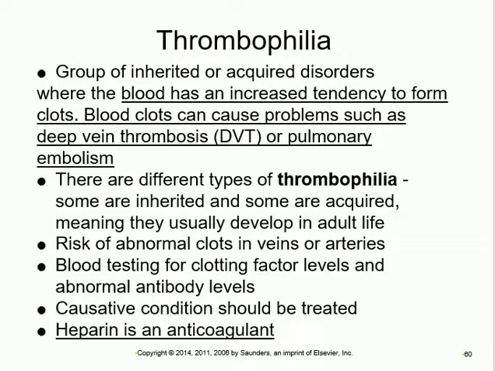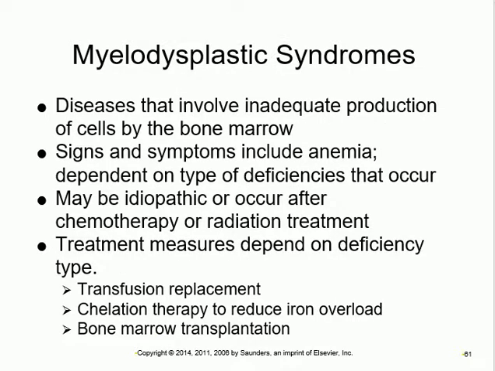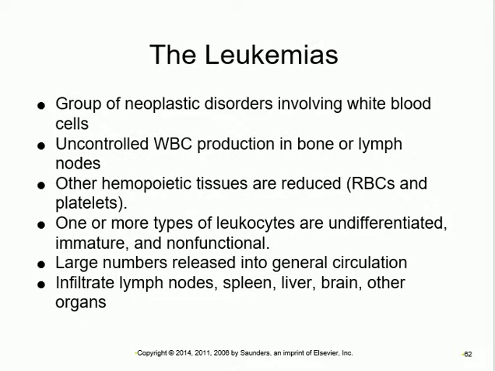So you make too many blood clots, and you can have DVT or pulmonary embolism. Deep venous thrombosis, you have thrombus in the veins. Heparin can be used as an anticoagulant, and we talked about this before. Myelodysplastic syndromes, it's a problem with production in the bone marrow. The details are not the most important. Just know that this is a problem in the bone marrow for production. Good enough.